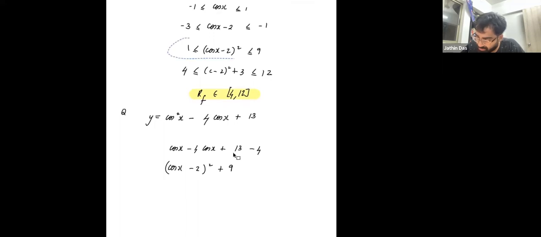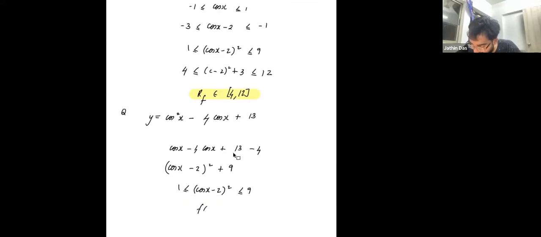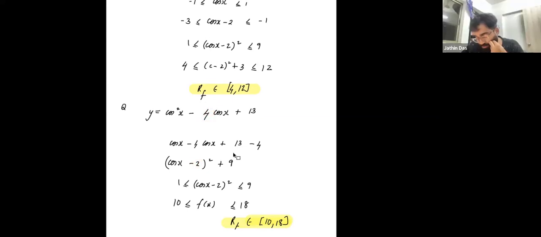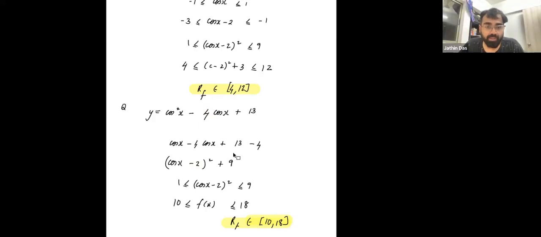So till here it is correct, na? Till here you can write. Then you have to add what? 9. So 10 will come, 18 will come. That's it. Very similar to the previous question. What mistake did you do? I took it as cos square minus 4 whole square. Oh, always take half of this here. Okay, always half of this.